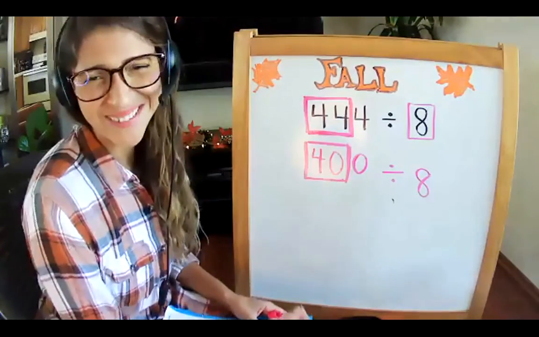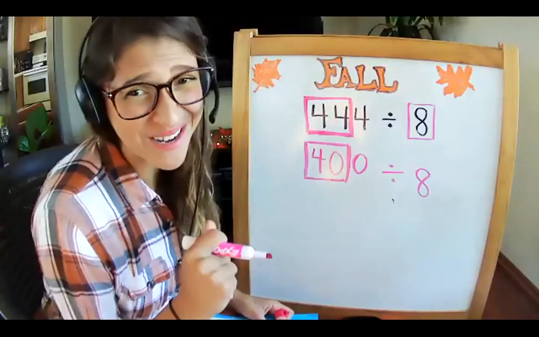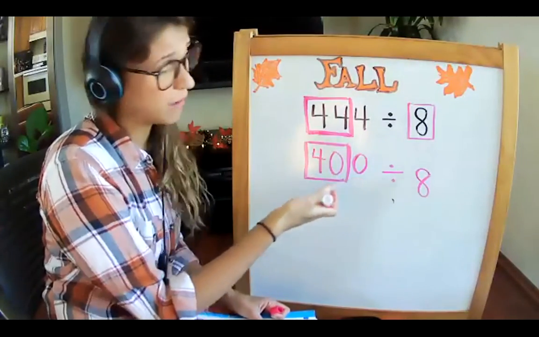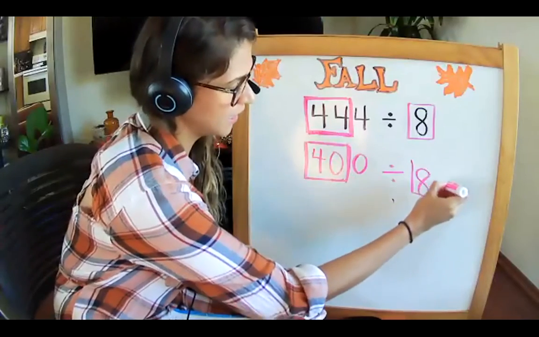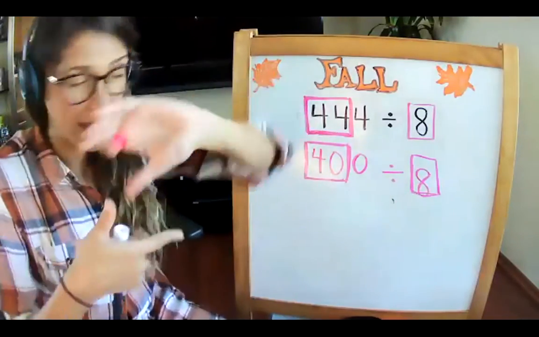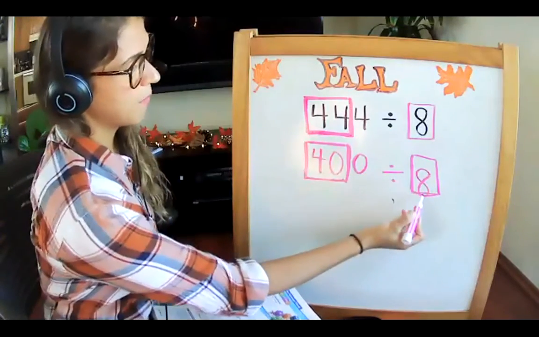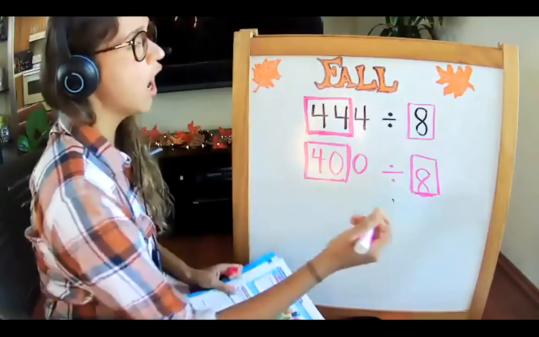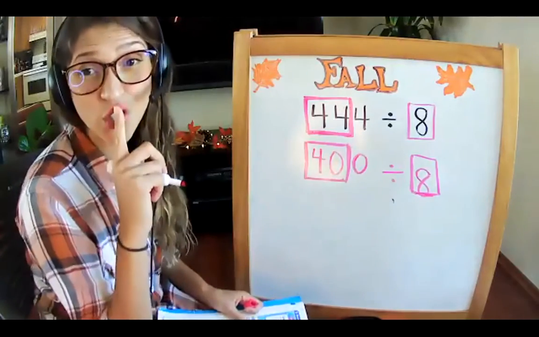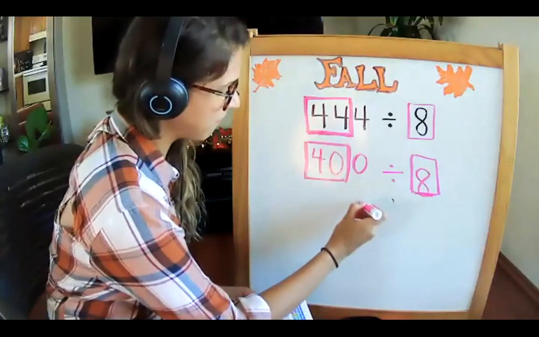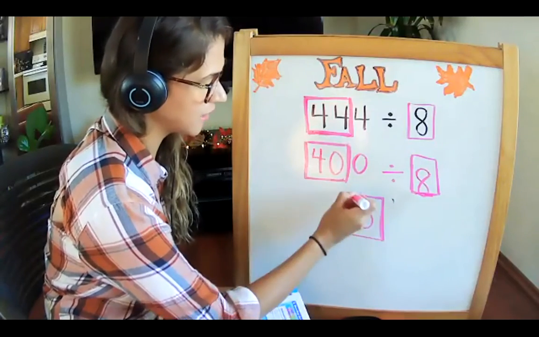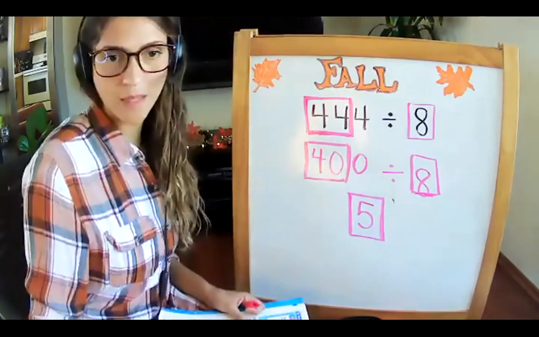But guess what? Super easy, because I don't need to worry about that 0. I'm just worrying about my basic facts. Box your basic facts. So 40 divided by 8, our divisor. How many times can our 8 go into it? 5. That's my basic fact. So box it. And plus a 0 equals 50.